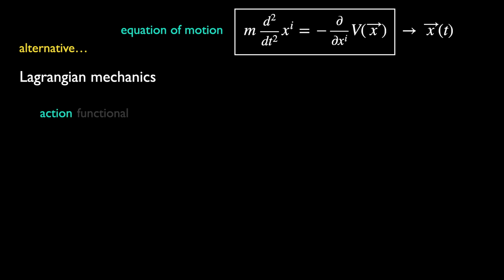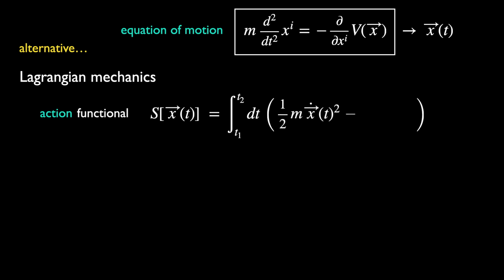The action is an integral over the trajectory of the particle of its kinetic energy minus its potential energy. x dot is the velocity of the particle, where the dot notation represents time derivative. The action S is a functional of x(t), since it takes in the entire trajectory from t1 to t2 and spits out a number. This action allows us to pick out the physical trajectory of the particle, which is defined by the solution of the equation of motion.